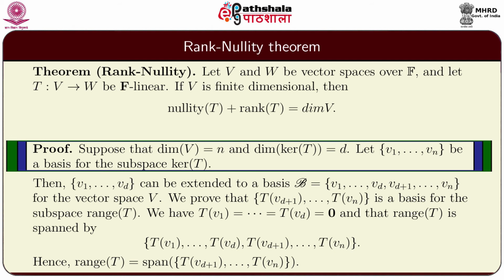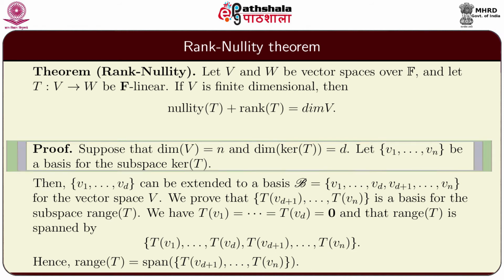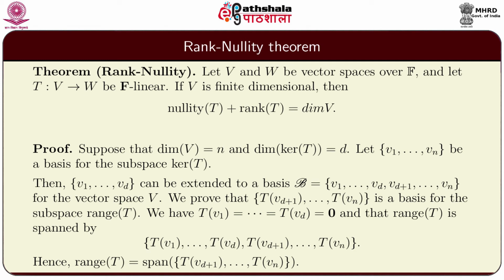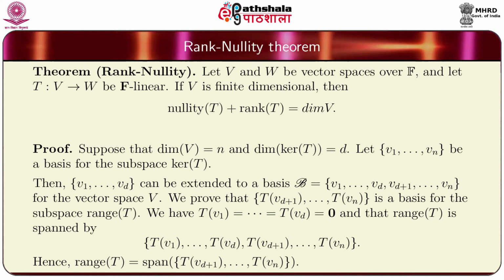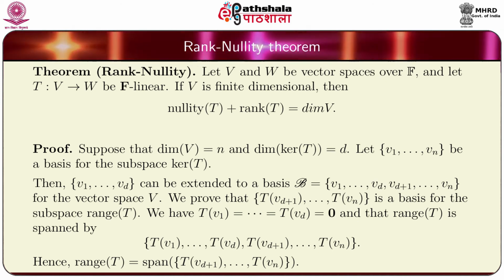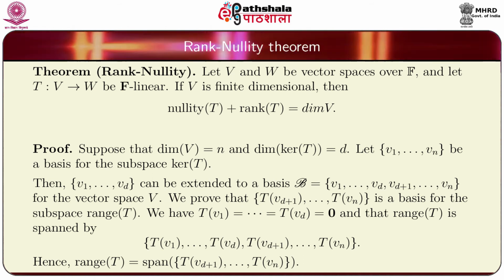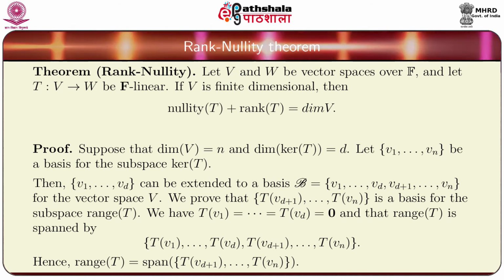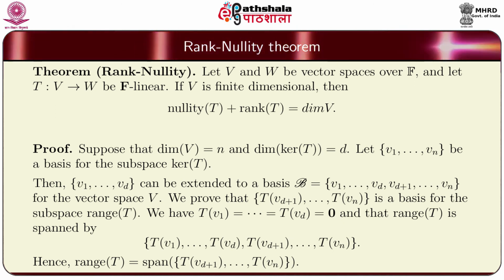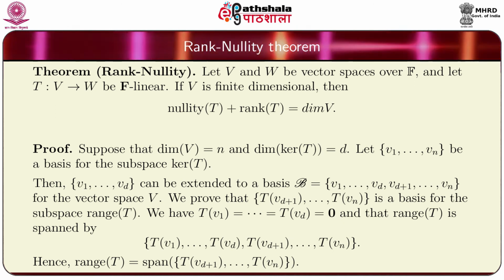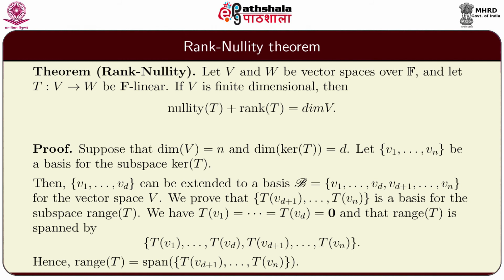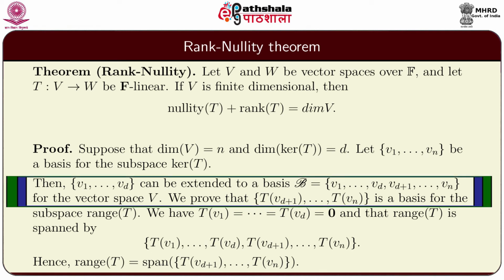So suppose that the dimension of V is n. We know that the kernel of T is a subspace of V, and therefore the dimension of the kernel of T, which is the nullity of T, is also a finite number. Let us call it d, and d is definitely less than or equal to n. Let V1, V2, ..., Vd be a basis for the subspace kernel of T.